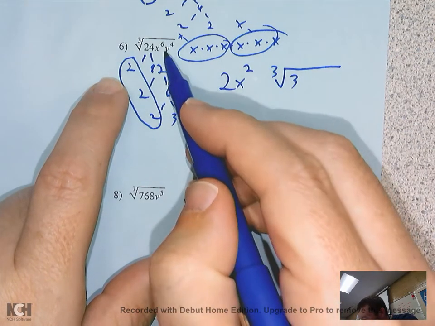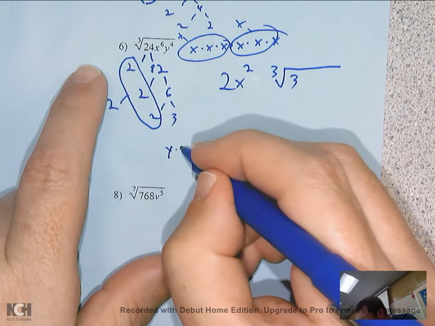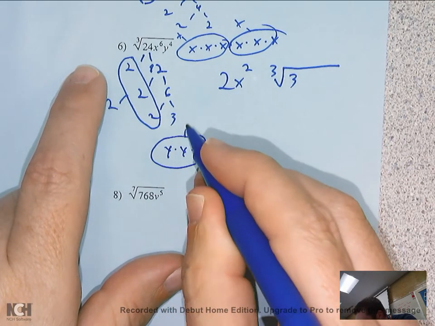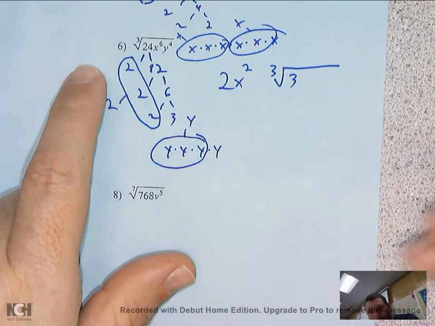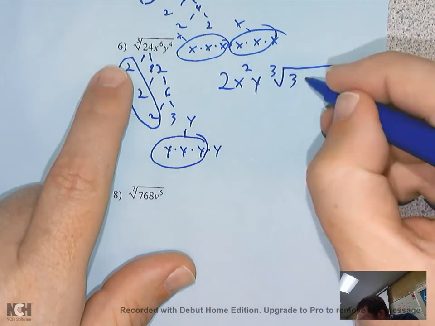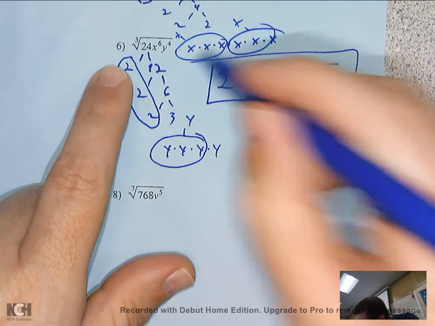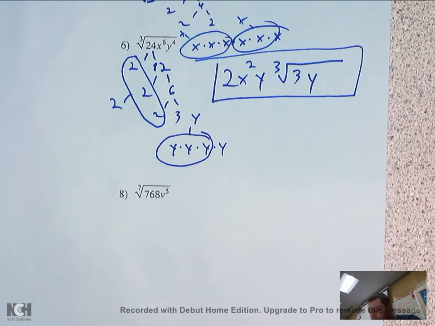Okay? And then y's, there's four y's, y times y times y times y. So there's one group of three. So I can pull out one y, and there's one remaining. So then I'd have y, and then another y underneath. And that is my answer. Okay, not too bad, right?